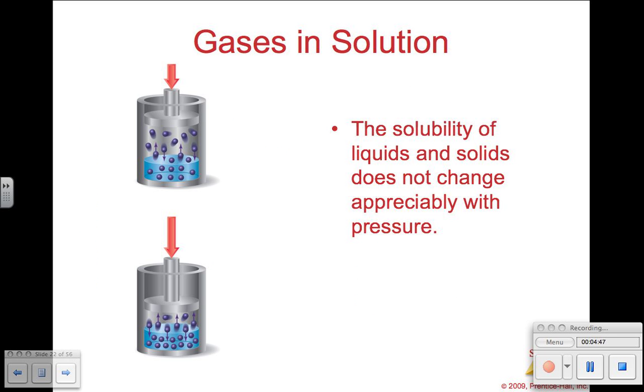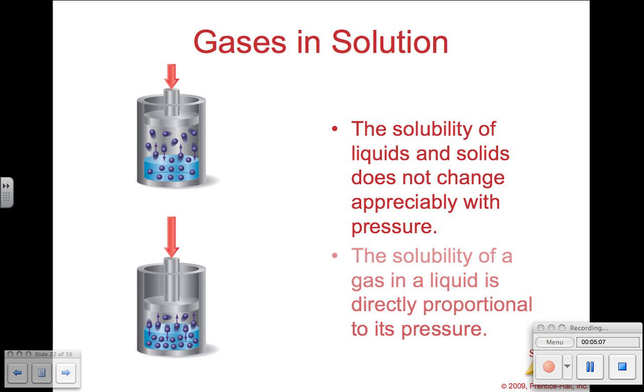Now, when you think about solubility and pressure, if I have a liquid and a solid and I want it to be more soluble, increasing the pressure in the environment is not going to do much as far as the solubility of that solid in the solvent. But for a gas, on the other hand, the solubility of gases in a liquid is directly proportional to the pressure. So the higher the pressure, the more the gas is going to be soluble in water or in a solvent.